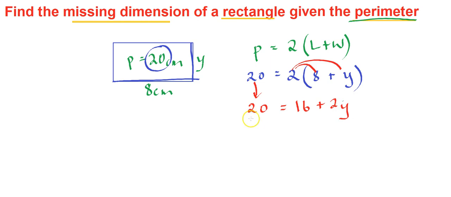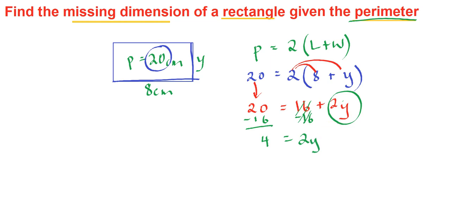We would go with minusing 16 to get rid of the 16. So you minus 16 from both sides. This cancels out, and on this side it becomes 4. On this side we're left with 2y. That's all that's left on that side.